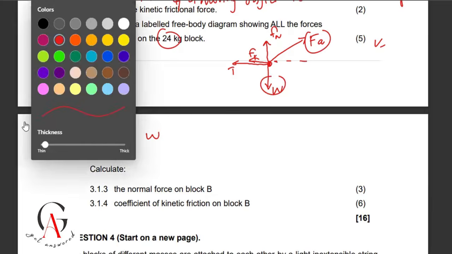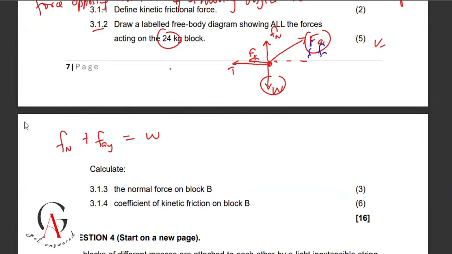Okay, so if we resolve this upwards, Fay is acting upwards and Fn is upwards, so it should be equivalent to the weight. Meaning that our normal force should be the weight, W, minus the Fay. Okay, let's do the substitution.